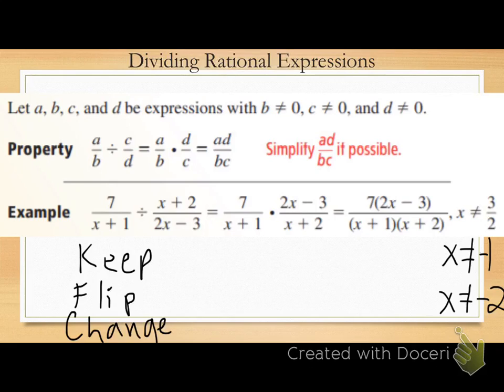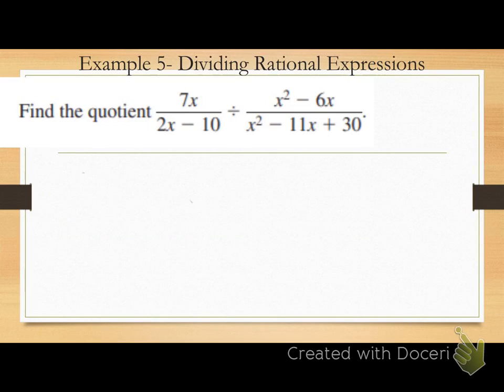Examples. Find the quotient: 7x over 2x minus 10 divided by x squared minus 6x over x squared minus 11x plus 30. Then find out when x can't equal. That's it. So what do I need to do?